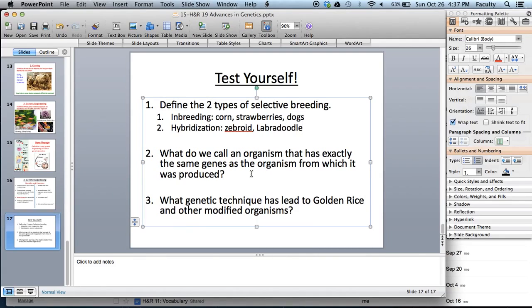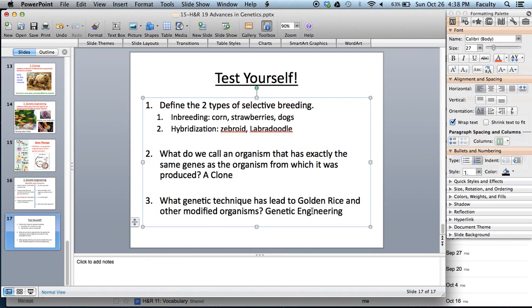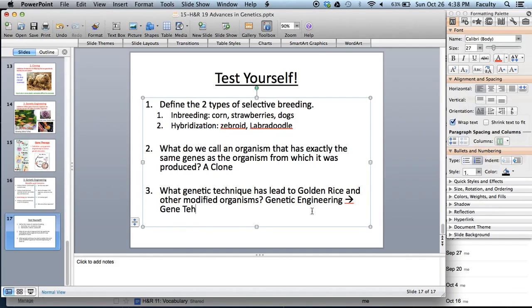There it is. What do we call an organism that has exactly the same genes as the organism from which it was produced? It is called a clone. We saw that with Dolly the sheep. What genetic technique has led to golden rice and other modified organisms? That is called genetic engineering. And when it is used specifically for combating genetic diseases, we call that gene therapy.